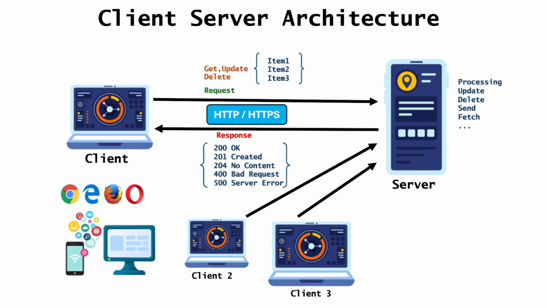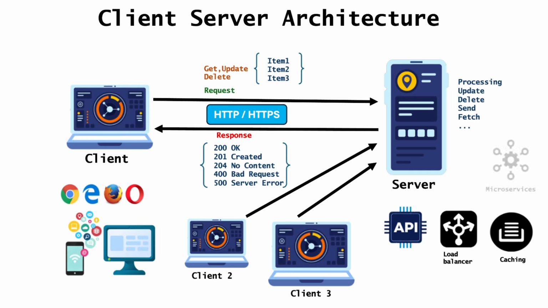This architecture is the core building block of system design. Once you understand this flow, you can start layering concepts like APIs, load balancers, caching, and microservices, piece by piece, building toward real-world scalable systems.